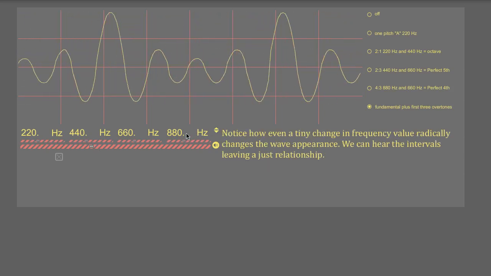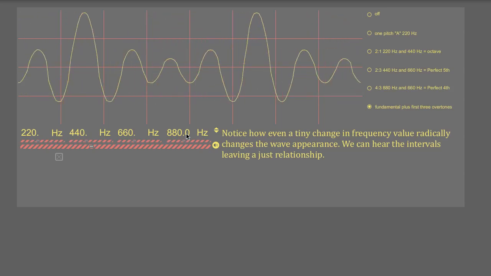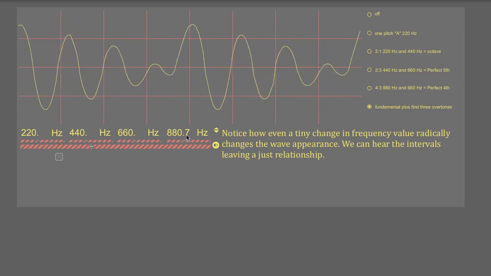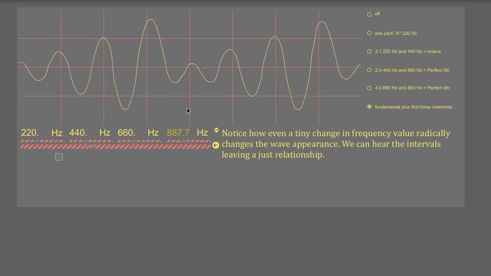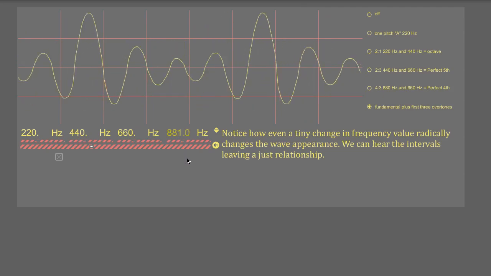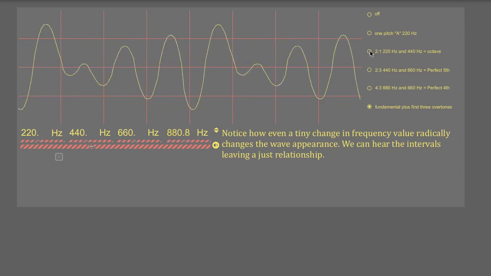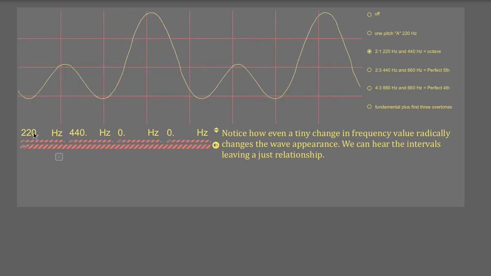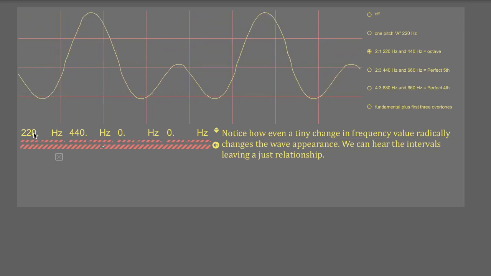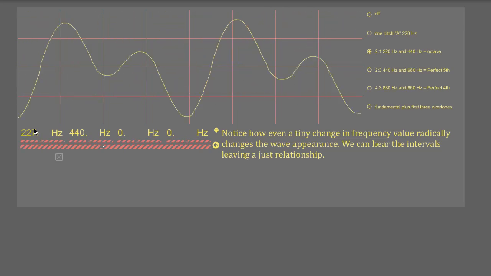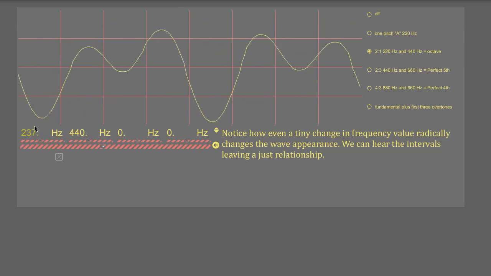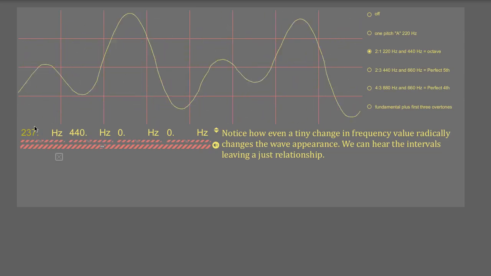Now, notice how even a tiny change in frequency, here I'll change the 880 Hz wave, radically changes the wave appearance. We can hear the intervals leaving a just relationship. And again, it only takes a few hertz for us to really be able to hear these differences. Let's try it with the octave. I'll change the lower pitch, the 220 hertz pitch, and we'll see the wave change from a smooth, just relationship to a more complicated relationship very quickly. And within just 17 hertz, we have something that really does not sound like an octave at all anymore.